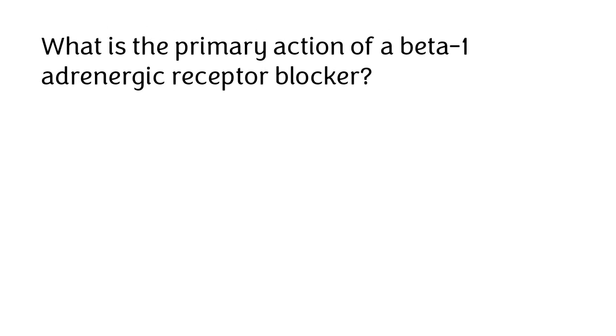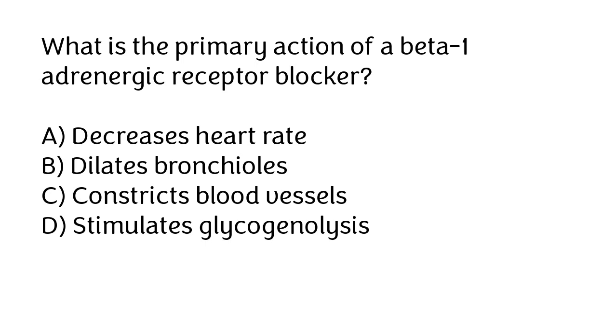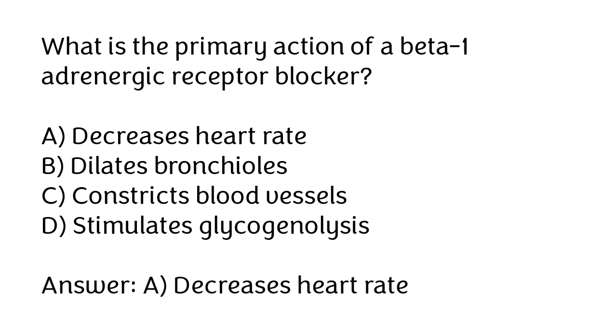What is the primary action of a beta-adrenergic receptor blocker? Decreases heart rate, dilates bronchioles, constricts blood vessels, stimulates glycogenolysis. The correct answer is option A, decreases heart rate.